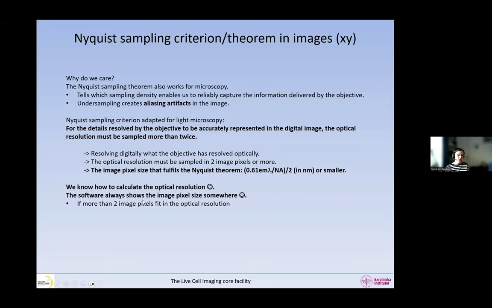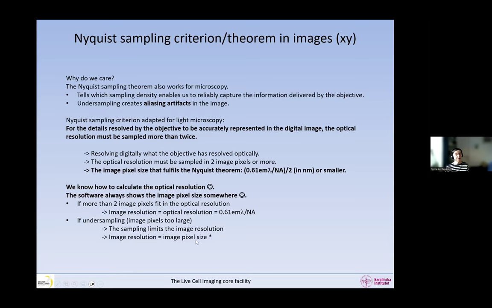And if more than two image pixels fit in the optical resolution, then the image resolution is the optical resolution. It means the image resolution is limited by the objective. So in that case, we are imaging according to the Nyquist sampling theorem, and this is the resolution in the image. But if we undersample, which means that the digital pixels are too big, then what limits the resolution in the image is not the objective anymore. It is the sampling. And in that case, the image resolution is, oh, I forgot the little two here. Sorry, it dropped somehow. It is 2 times the image pixel size.